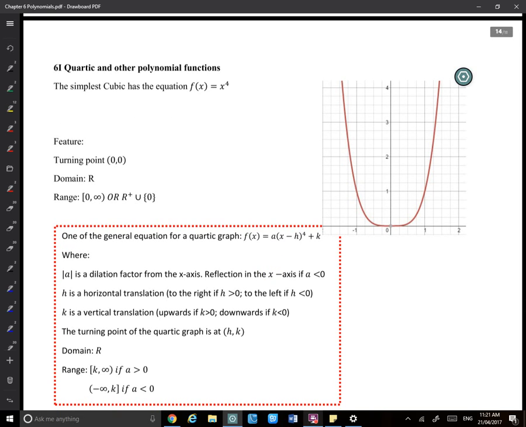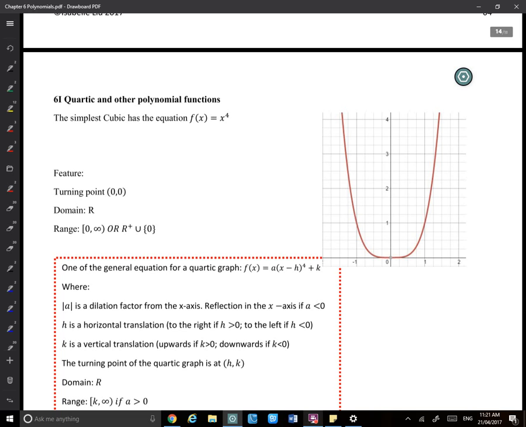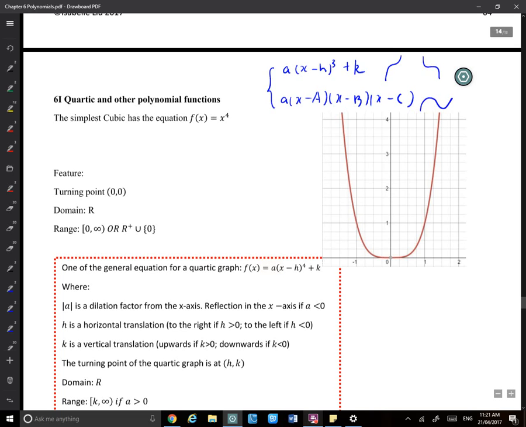So first we think about the graph. How many types of graph do we have for cubic? There are two types of the graph. One type is a(x - h) cubed plus k, and the other type is a(x - a)(x - b)(x - c), the fully factorized one. So the graph of one looks like this, and the other one looks like this. So that's for cubic.